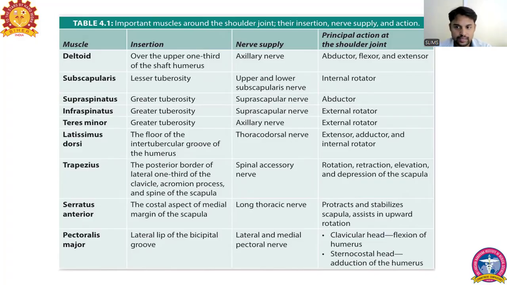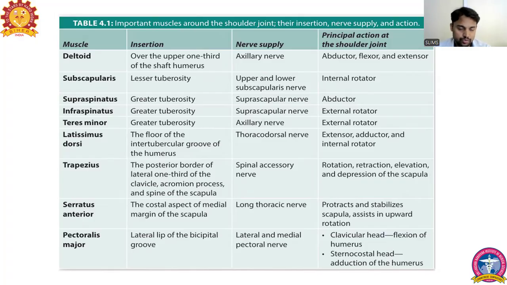So the two majors on the humerus are teres major and pectoralis major, and in the intertubercular groove is the latissimus dorsi. The latissimus dorsi is the floor of the intertubercular groove. But they will ask what is the content of the intertubercular groove.